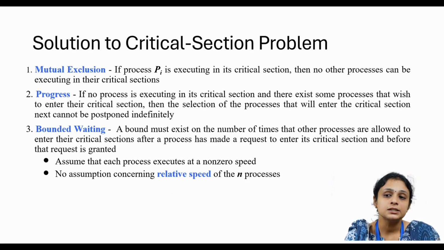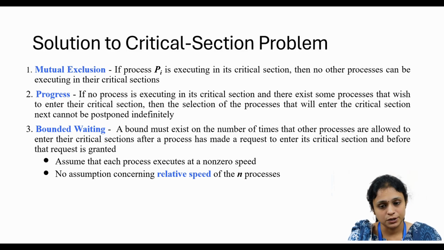A critical section problem has two solutions. One is the hardware solution, which is called synchronization hardware, and the other one is the software solution, which is Peterson's solution. We are not discussing the solutions over here, but a solution to the critical section problem must follow three conditions: mutual exclusion, progress, and bounded waiting.